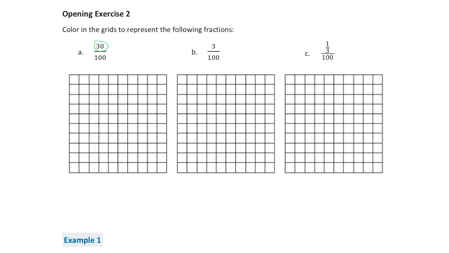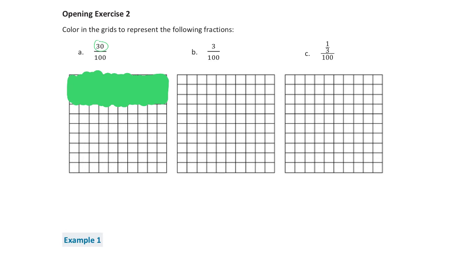So here I can say 1, 2, 3, 4, 5, 6, 7, 8, 9, 10. And I know that 10 times 3 is going to give me 30. So I am going to color in all of these squares here. Okay, I understand Miss White is not being very precise with the coloring, but it is what it is.